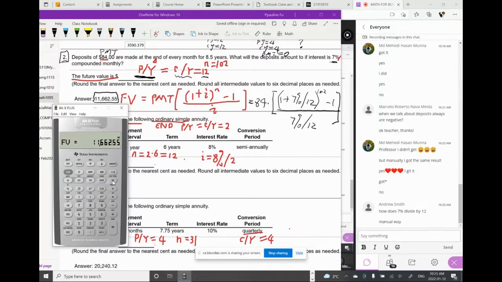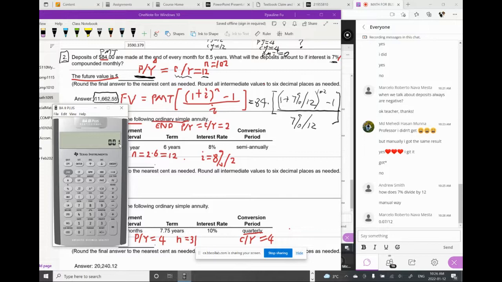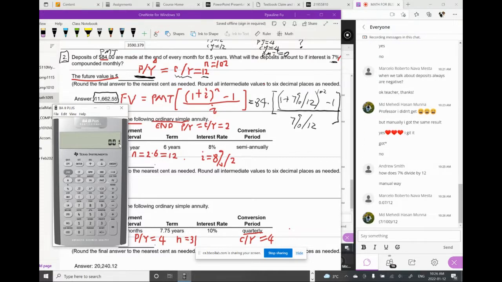Andrew asks how to do 7% divided by 12. Thank you for your question. Manually you do this. 7% is the same as 0.07. Do you agree? And then divide by 12, equals. But this has 2 decimal places. Not correct. You usually need more decimal places. Thank you, Hassan. So how do I change decimal places, guys? I need more decimal places. Right now I have 2.